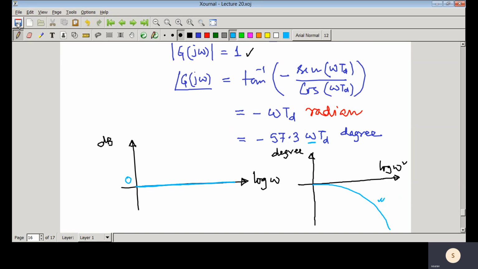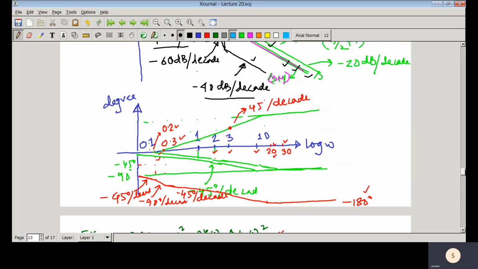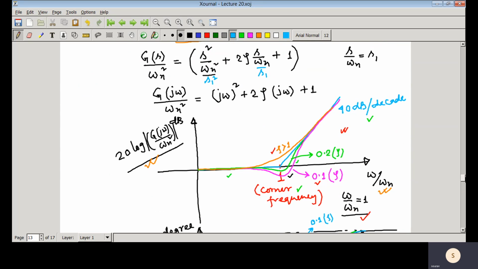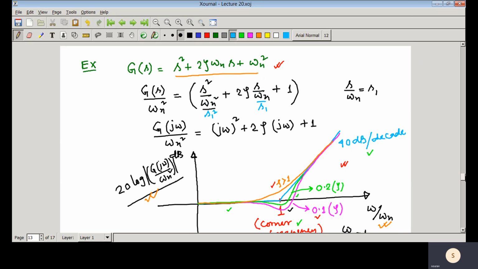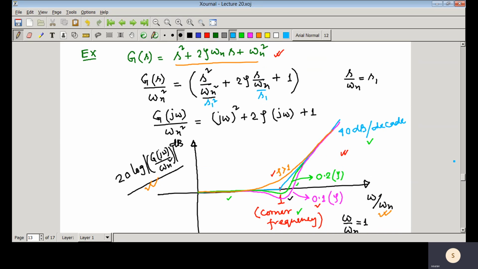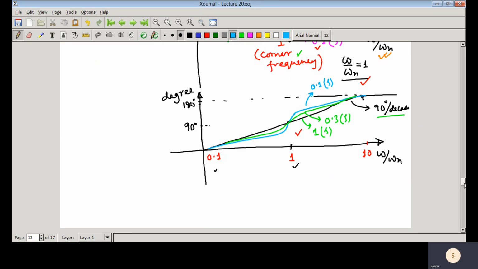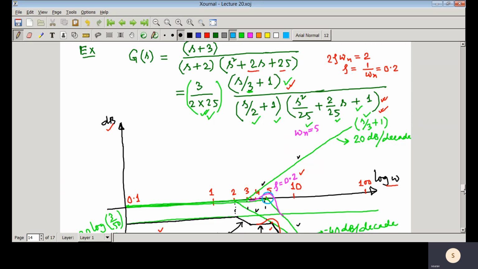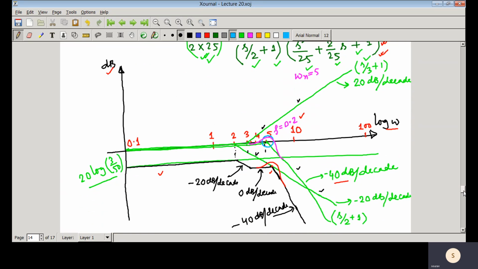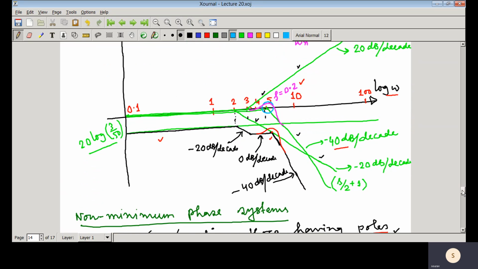And if you just plot it in degree versus omega, that would be a straight line with negative slope. So what we have seen today, we have started discussing the asymptotic Bode plot for the second order term, and we have seen that if there is any zeta, there would be some corrections. Then we took one example, and in that example we plotted the magnitude plot, and again I am suggesting you to do the phase plot on your own.